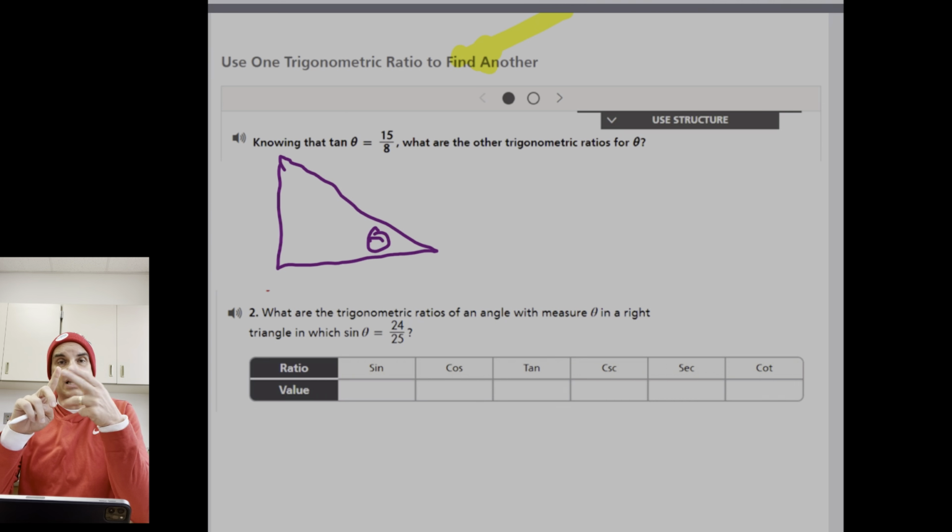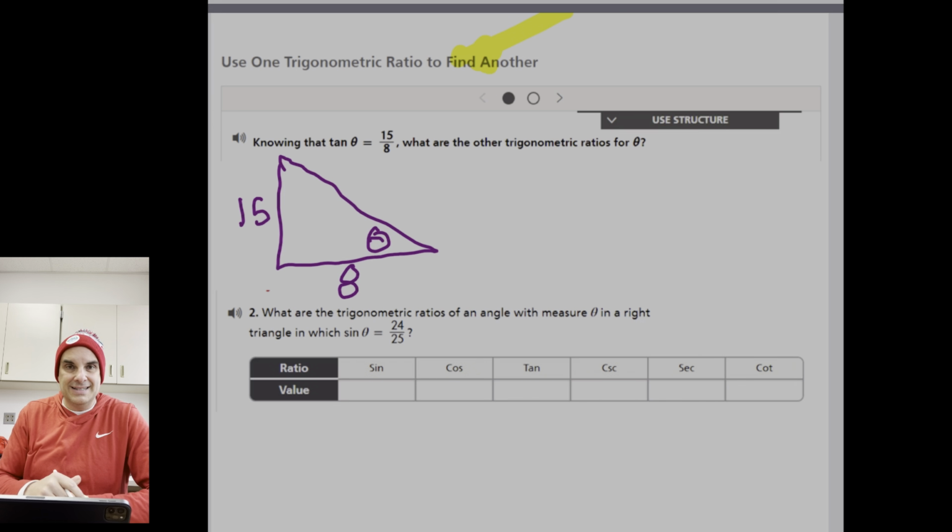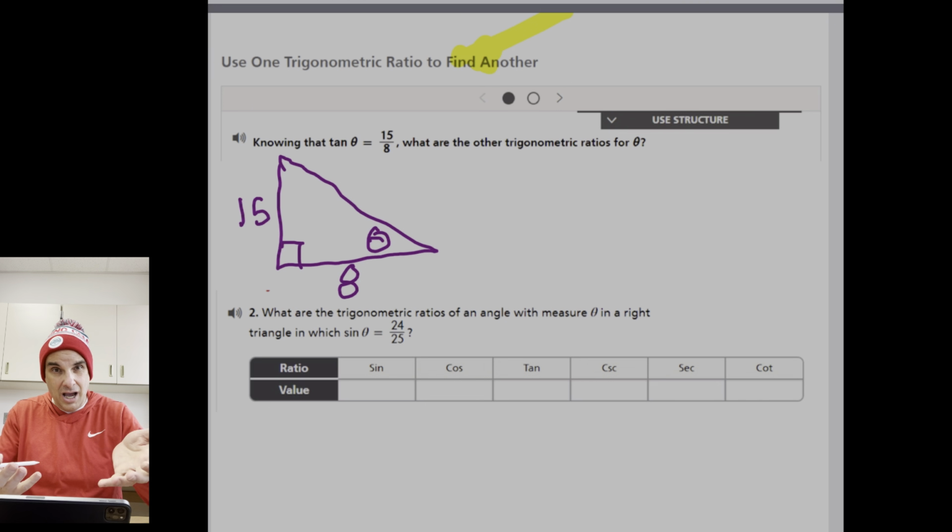I know tangent is opposite over adjacent. So my opposite side here is 15. My adjacent side down here is 8. Well, we know it's a right triangle, and if I want to write the sine and the cosine and the cosecant and the secant, I have to know that third side.